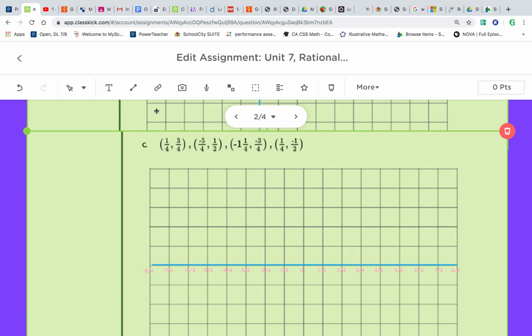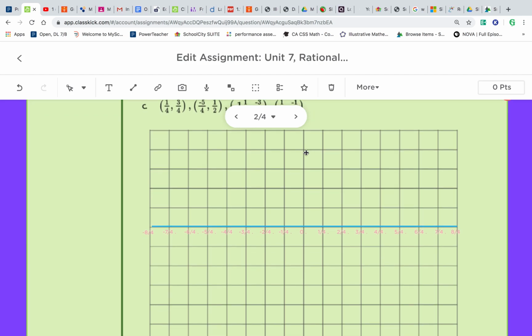So maybe going up, we will just go from -1 1/4 to +1 1/4 just to capture it. So we'll just start with, this is 5/4. Okay, so for the y values, we have 3/4, 1/2, -3/4, and -1/2. So really we could probably just do 1 whole on the positive and negative axis and make each box be worth 1/4.